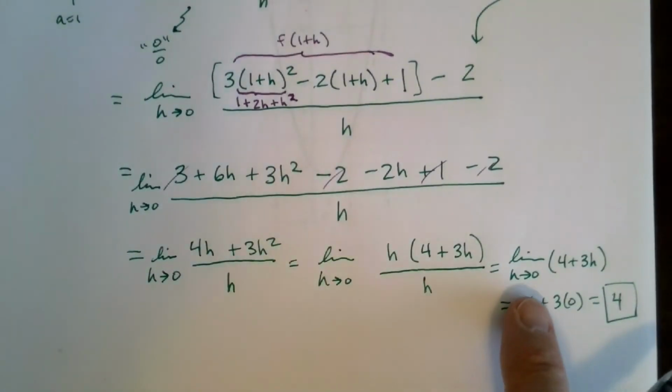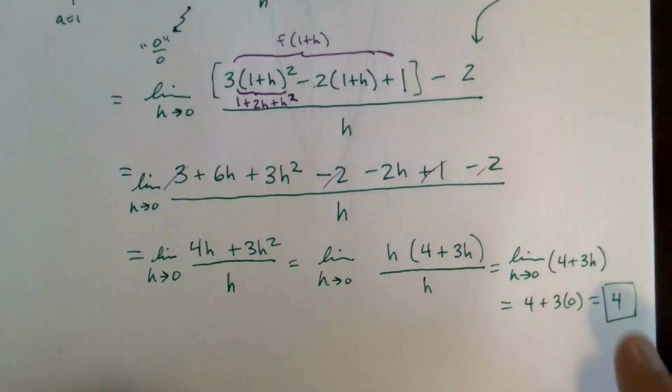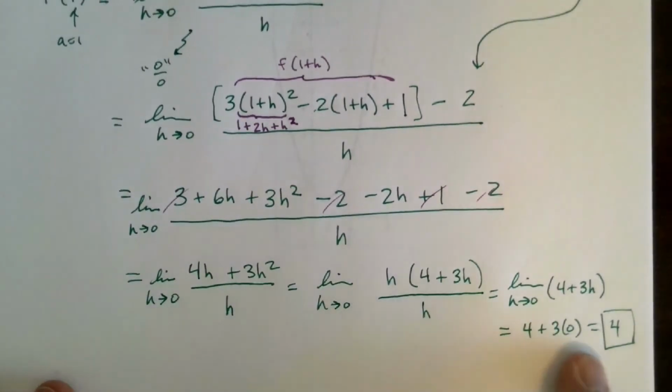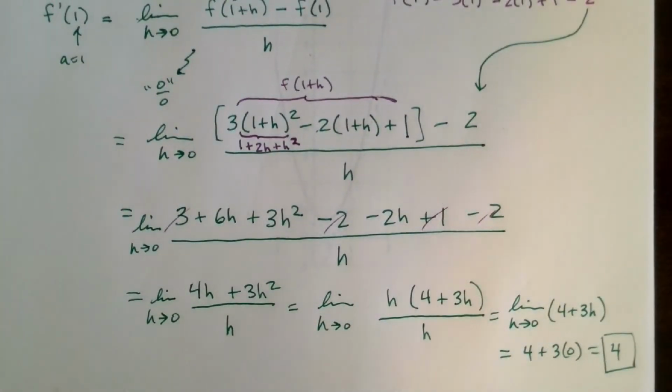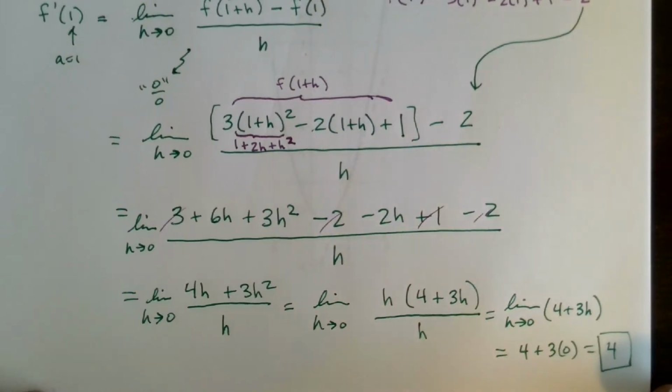Notice once I plug in h is 0, I don't have the limit sign anymore. There's no limit. Once you do the direct substitution, you don't need the limit. So we found this limit, it exists, and that tells me the slope of the tangent line at x equal 1 is 4.